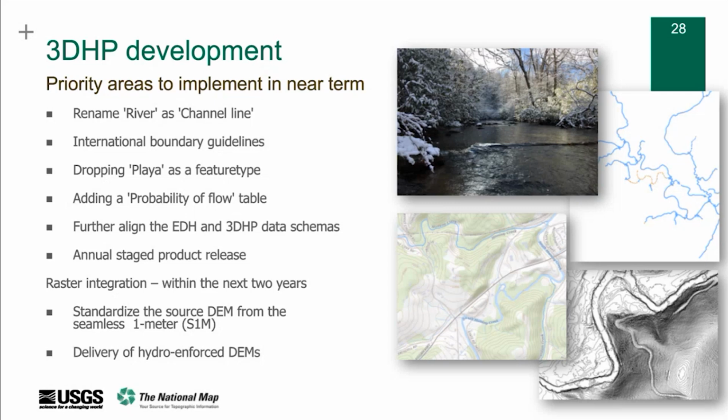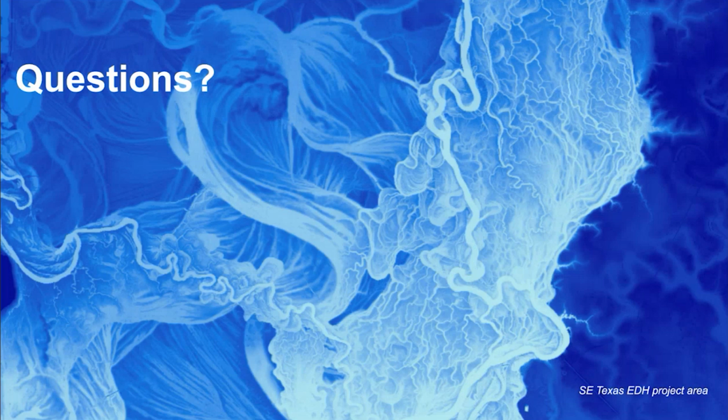And then the raster integration. Another topic that someday we might want to talk about is the 1 meter seamless, which is being developed on our elevation side, which is going to become our source for the EDH derivation. Right now, data providers are responsible for creating that DEM, and USGS is going to be standardizing that process and creating a product that can be used directly for that input into the EDH process. And then we also have to figure out the best way to deliver our hydro-enforced DEMs. And that's all I had.